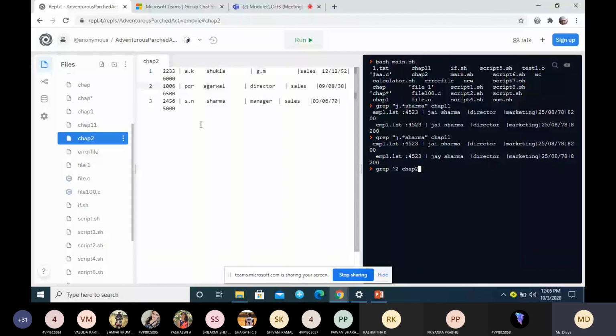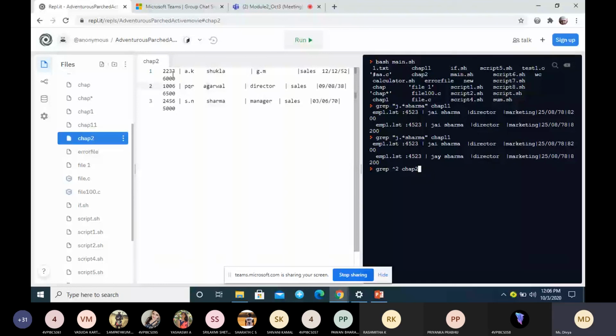We are telling grep, and we are using this caret symbol 2. So that means it is telling match the lines that begin with 2. How many lines do we have that begin with 2? Two lines. You can see here, this is starting with 2, 2, 3, 3. So it is beginning with 2.